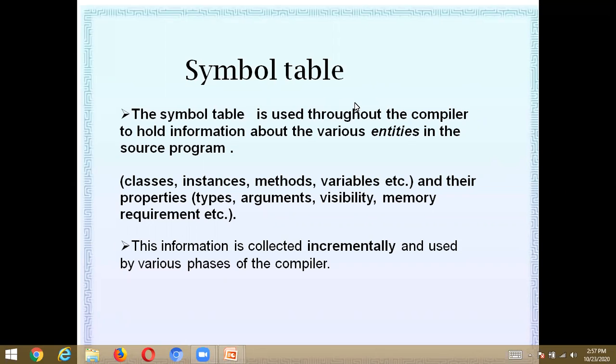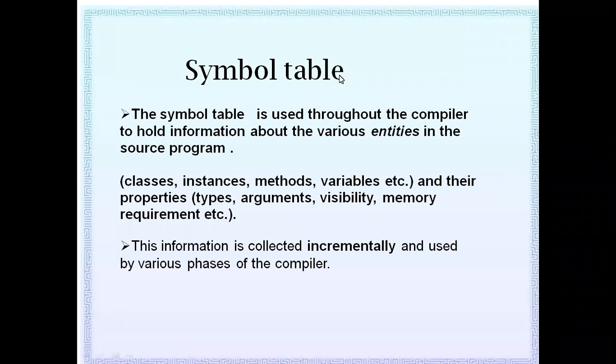And this is used throughout the compilers to hold the information about various entities in the source program. Here we have different entities, right? What do entities mean? For example, classes can be called entities, instances can be called entities, methods, variables, etc. And the properties of those entities, for example, I need to know the properties of the class: type, instances, arguments, visibility, memory requirements. All these come under the entities.